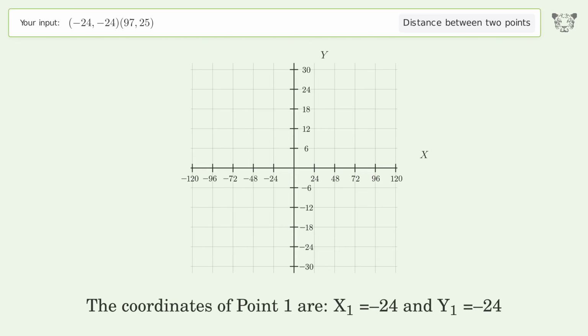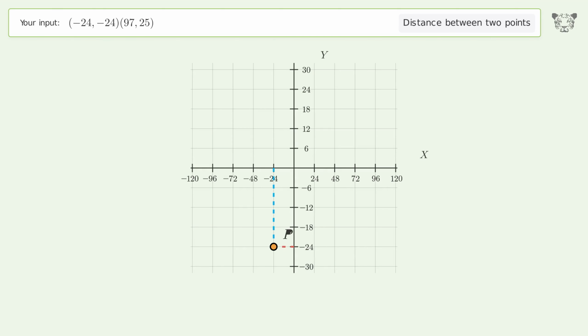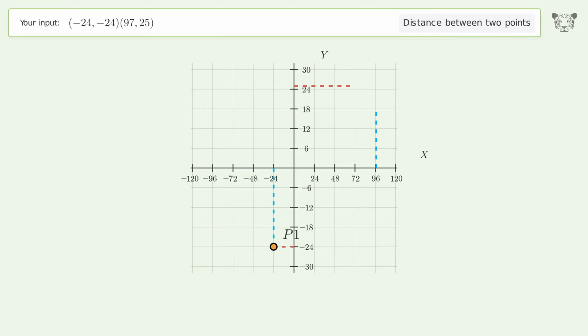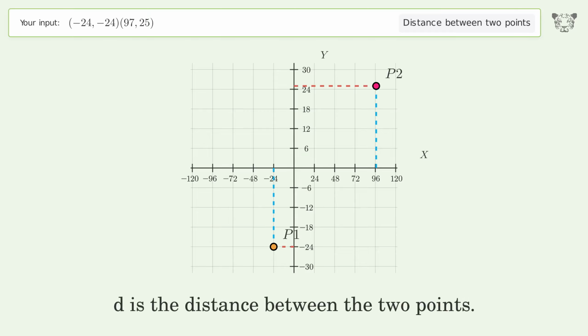The coordinates of point 1 are x1 equals -24 and y1 equals -24. The coordinates of point 2 are x2 equals 97 and y2 equals 25. D is the distance between the 2 points.